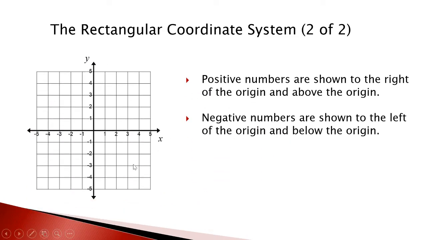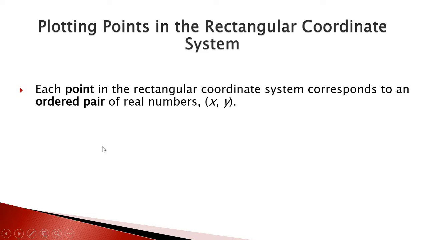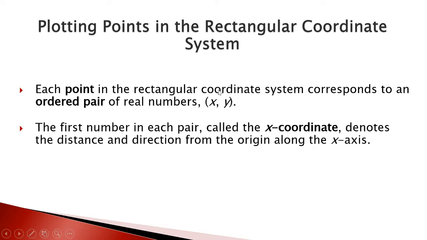So in this rectangular coordinate system, positive numbers are shown to the right side of the origin and above the origin, and negative numbers are shown to the left side of the origin and below the origin. Each point in the rectangular coordinate system represents an ordered pair of real numbers, which is denoted in this form: (x, y) inside the brackets.